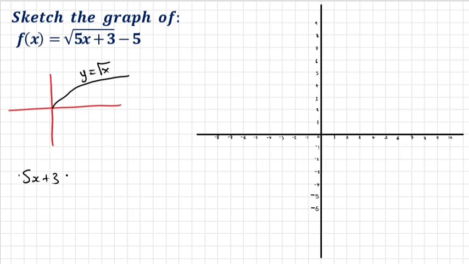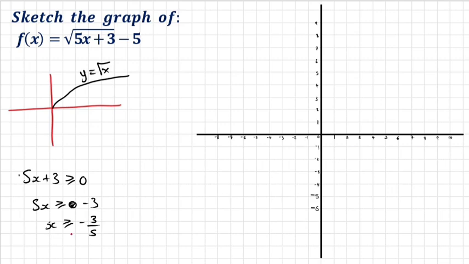So the domain should be greater or equal to 0. So this means that 5x + 3 is greater or equal to 0. Sorry, this is now 5x greater or equal to negative 3. So x is greater or equal to negative 3 over 5. Okay, so 3 over 5, this is something like 0.6.